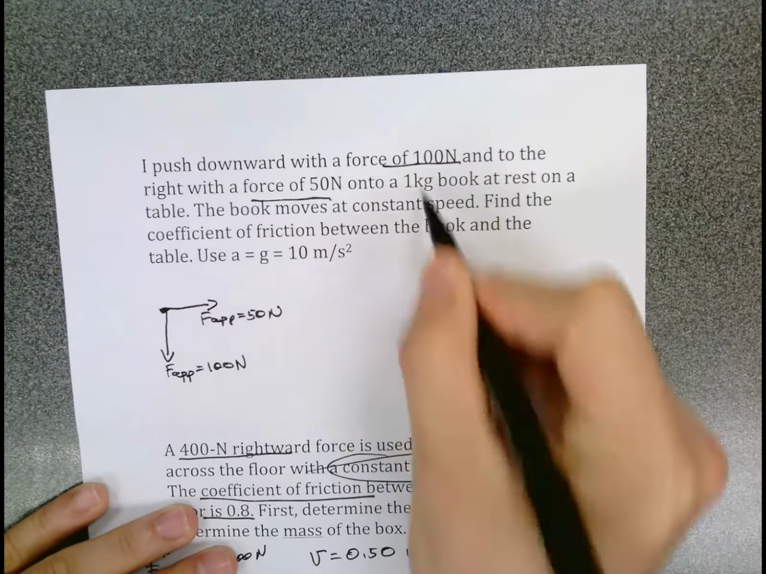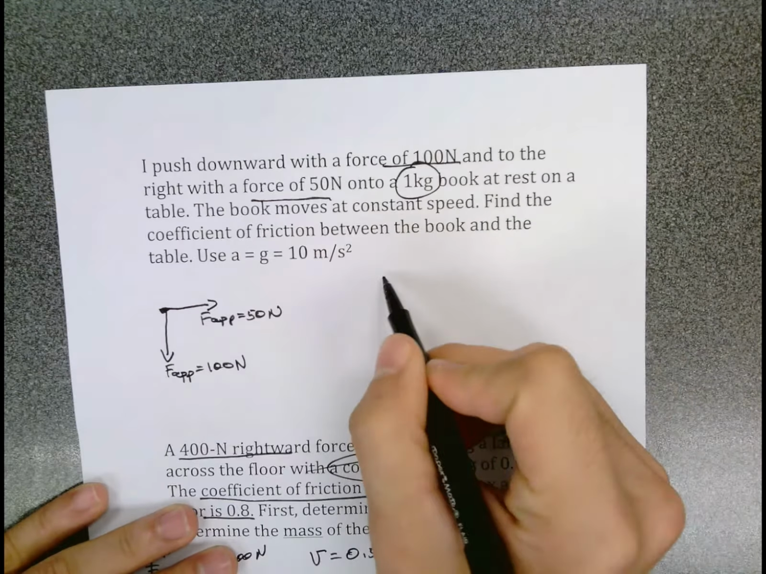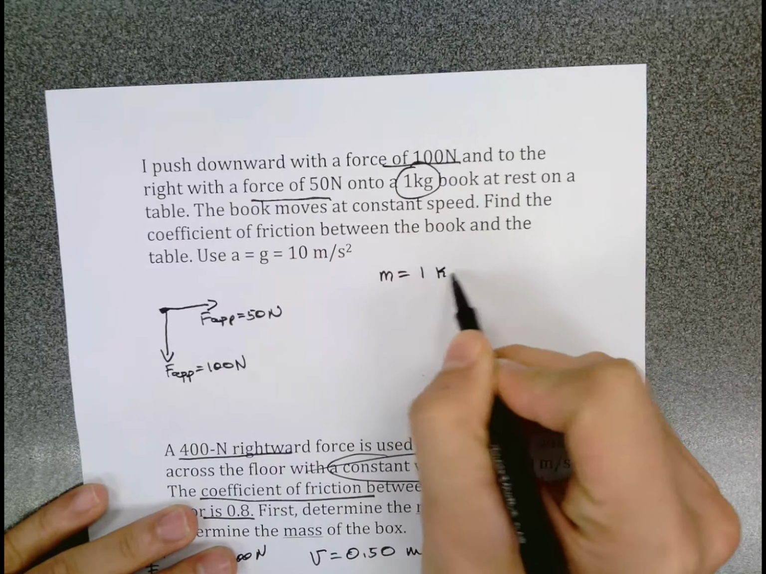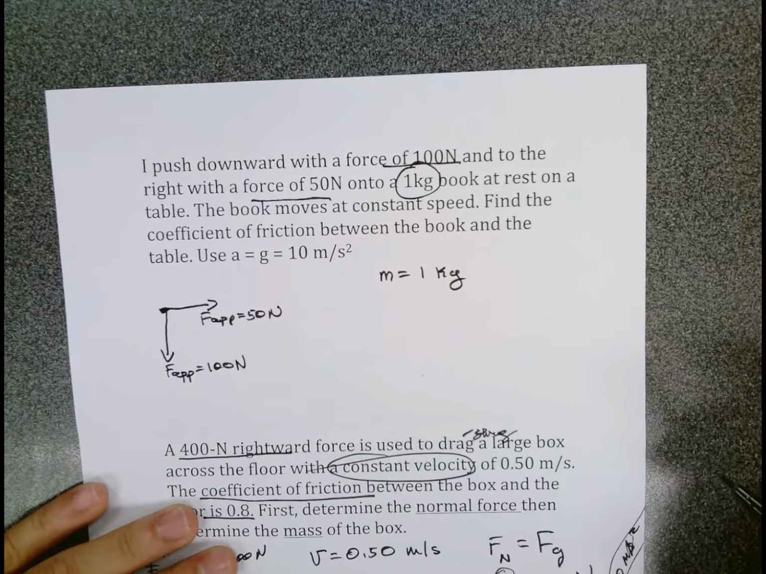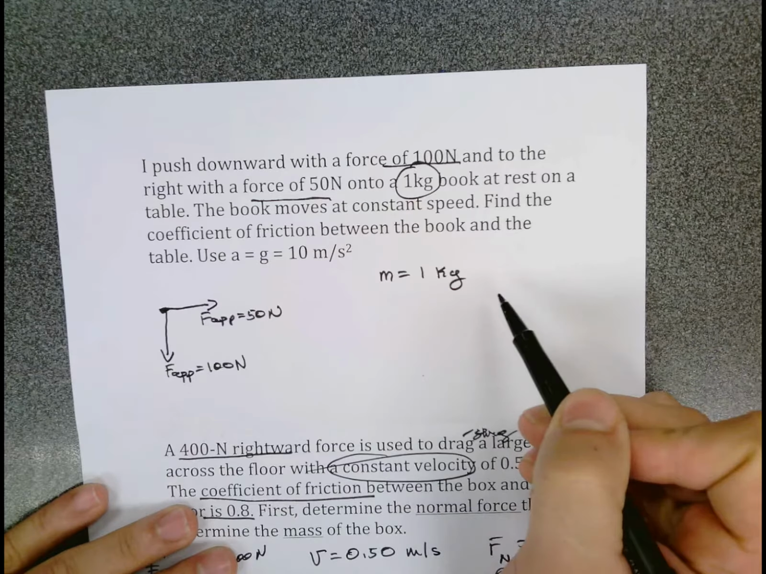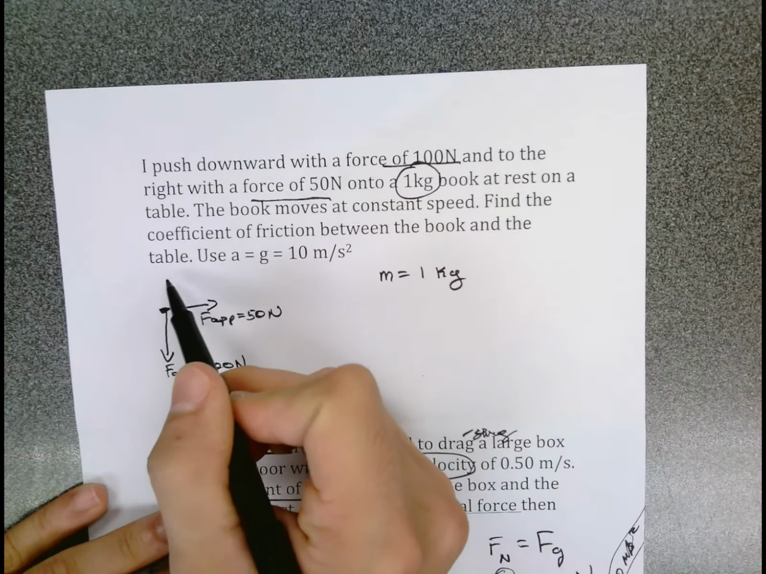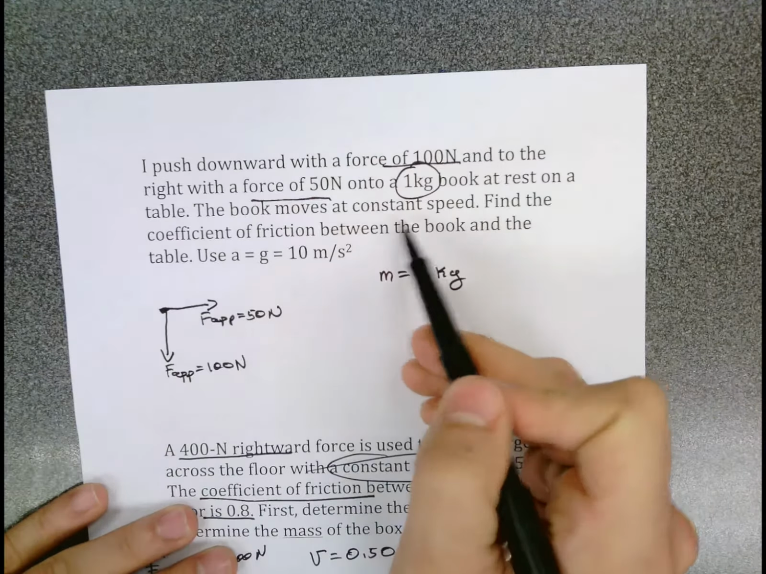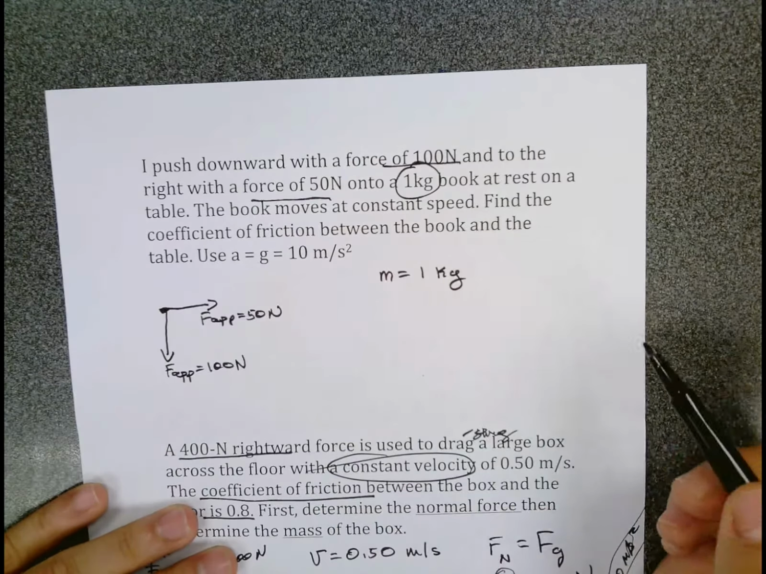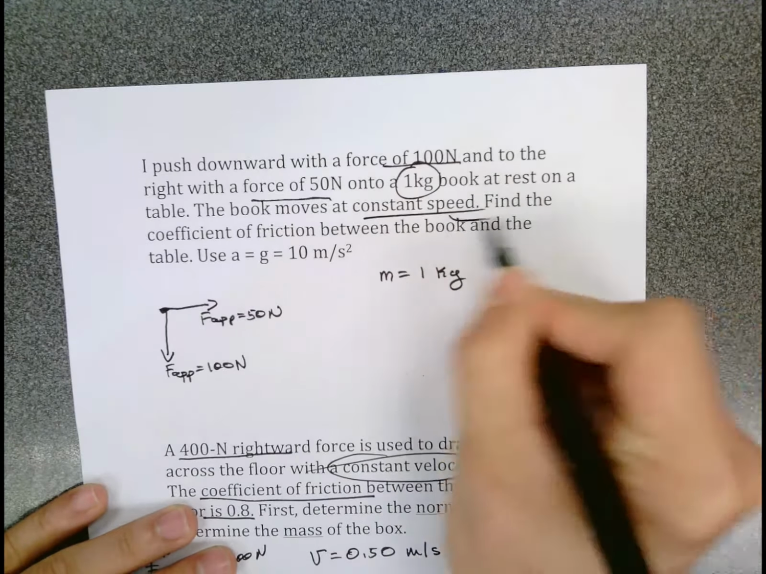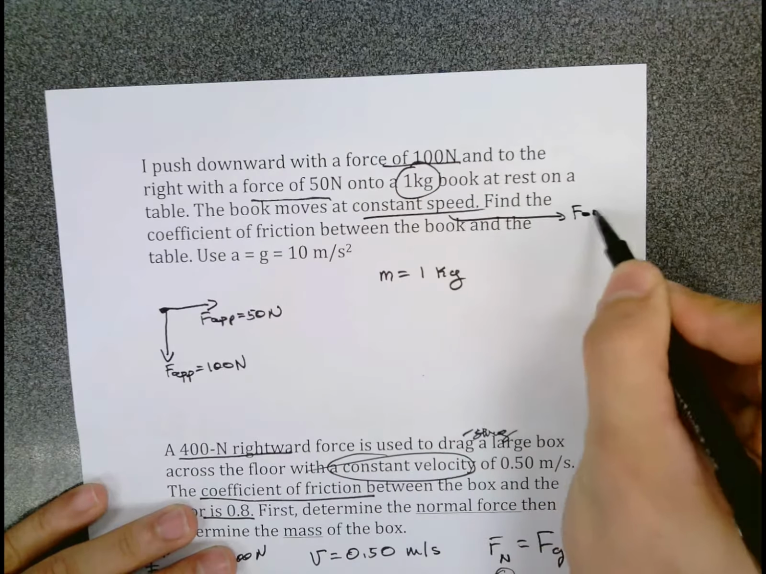Alright, so we just read that, 1 kilogram, we know that kilogram is the unit for mass, M stands for mass. At rest on a table, that means it's not moving up or accelerating downward. The book also moves at a constant speed. Both of these hints tell us that our forces will be balanced.